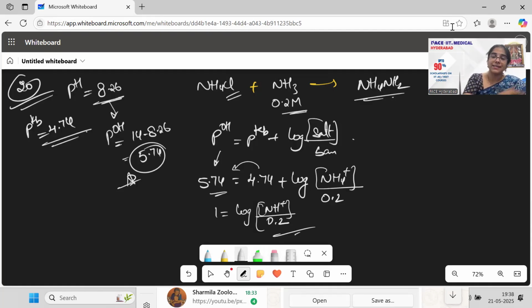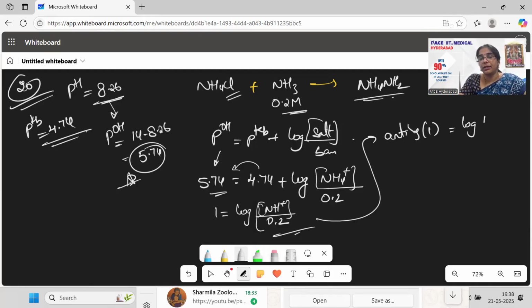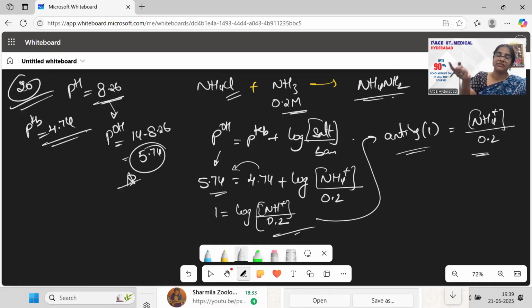So anti-log of 1 is equal to NH4 plus concentration by 0.2, which means nothing but 0.2 times this value. Anti-log of 1 into 0.2 will give me my ammonium concentration. So doing this, you will get 2 molar. Anti-log of 1 will be nothing but 10. Remember this, anti-log of 1 is 10 only, right? Log 10. Okay, so that would be this part. Therefore it is 2 molar.